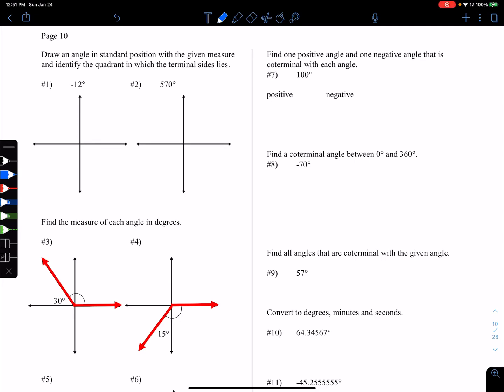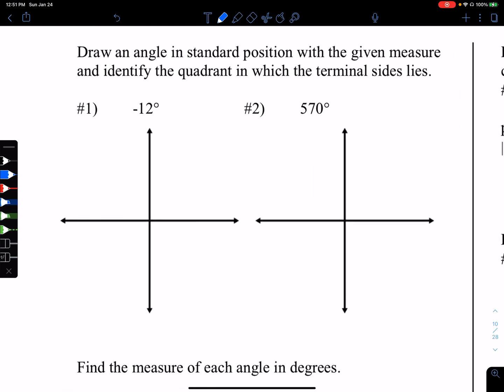For AP Calculus Notes 9.2, this is video 2 of 4, and we're looking at examples here using the terminology we just learned in the previous video, and we're focusing on degree measures. Draw an angle in standard position. Well, you need to know what standard position is. That means the initial side is on the positive x-axis, vertex at the origin.